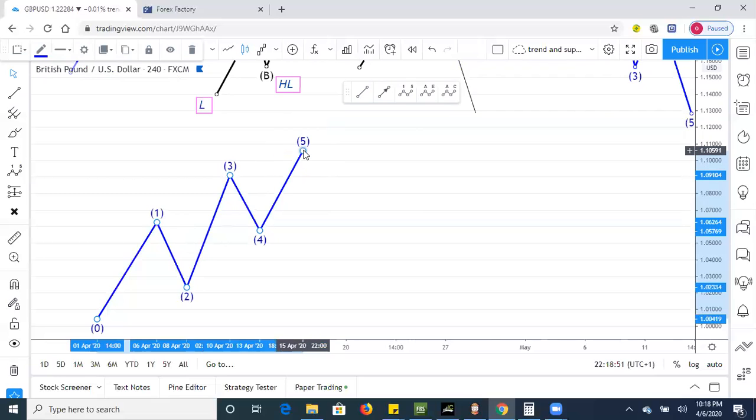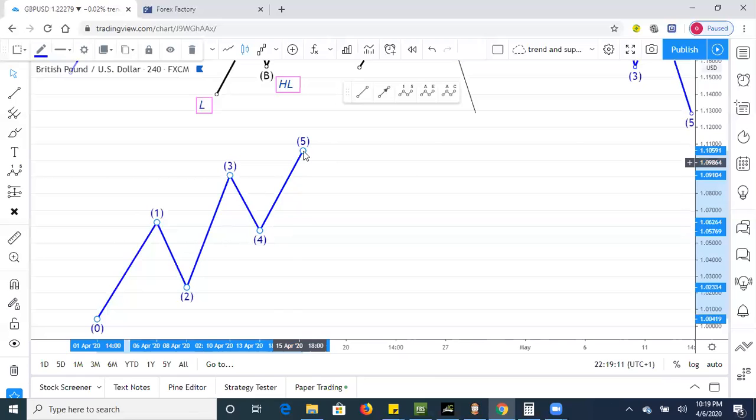But I would suggest you wait for 3 to 4 to form, then you now ride the 5th wave. You ride the 5th wave. That is the way to trade in line with the trend. We usually would trade the 5th wave, which is 4 to 5.